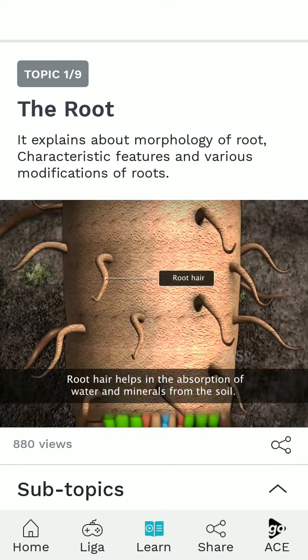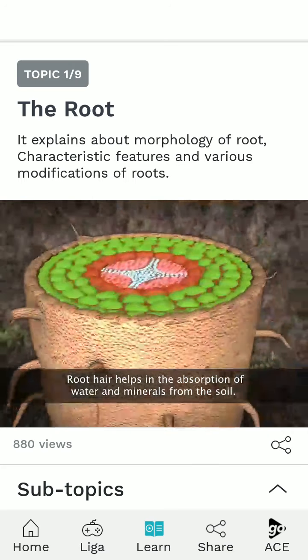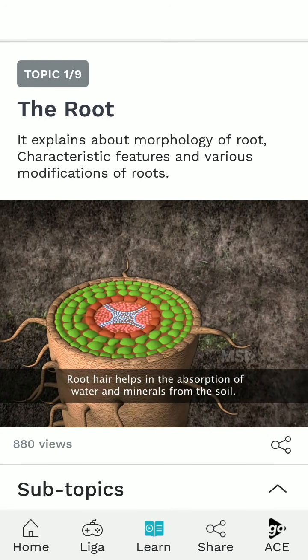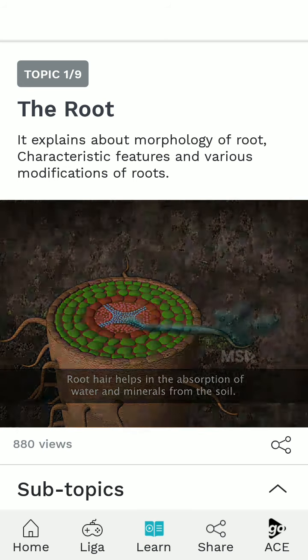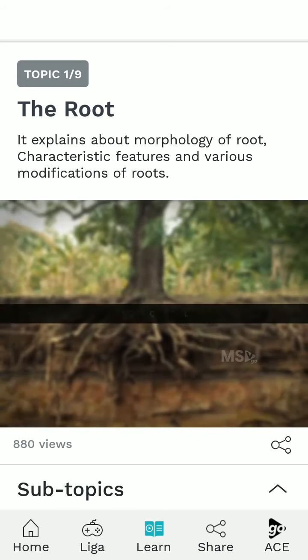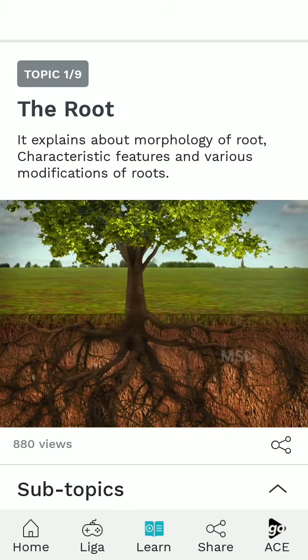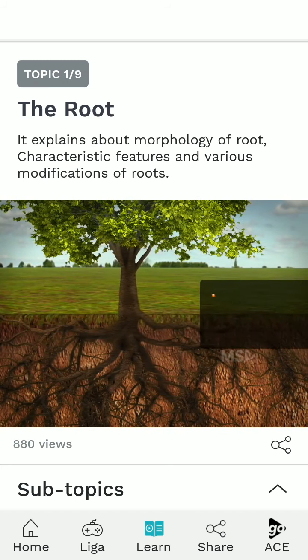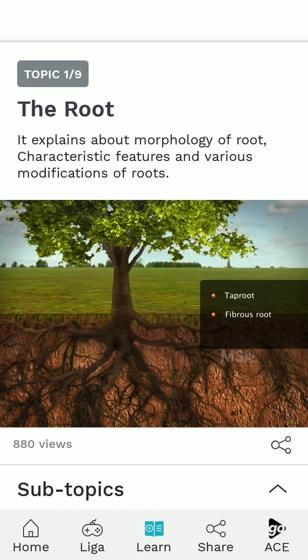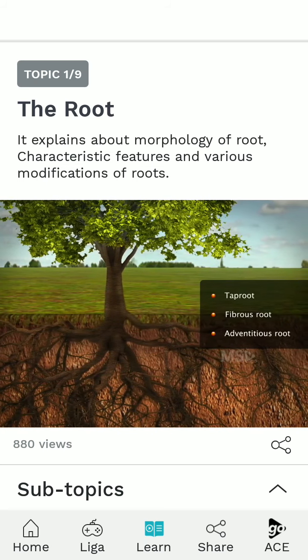A root hair is an epidermal cell that is in direct contact with the soil and serves to increase the surface area for absorption. Root hair thus aids in water and mineral absorption from the soil. There are three different types of root system, namely the taproot system, the fibrous root system, and the adventitious root system.